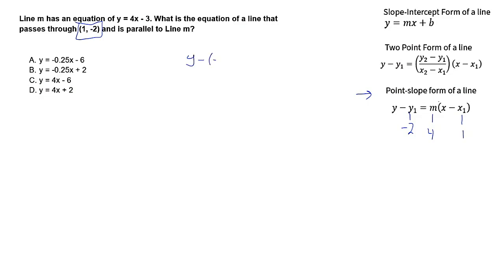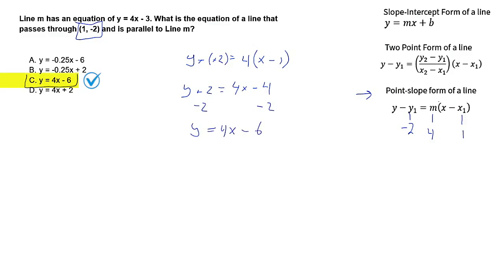Y minus -2 equals 4, because it's a parallel line, times x minus 1. And that's y, and we'll say plus 2, because our negative signs cancel each other out here, equals 4x minus 4. So then if we subtract 2 from both sides, we get y equals 4x minus 6. So that's our answer. Great job.